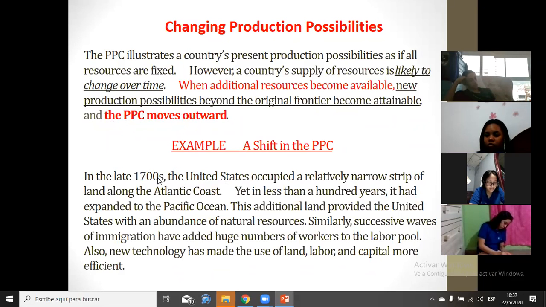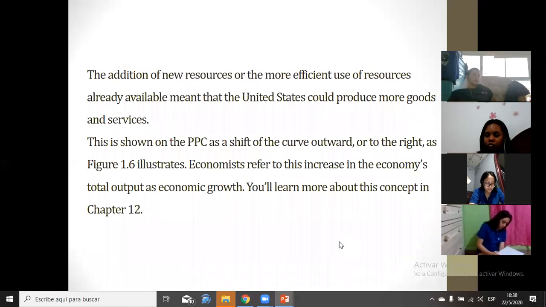Over here, there is an example. It says that back at the beginning of the United States, they started in the area of the Atlantic coast, and then eventually they moved to the Pacific coast. Because of that, they could get more natural resources. And also remember, at those times, immigrants added a huge number of workers. So that means that its production possibility shifted from here to here, forward.